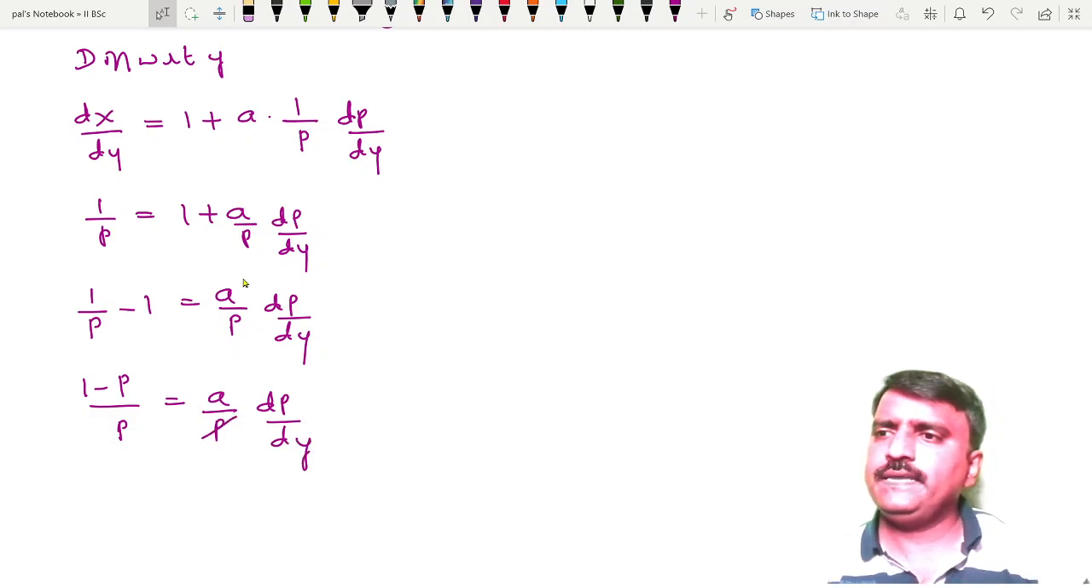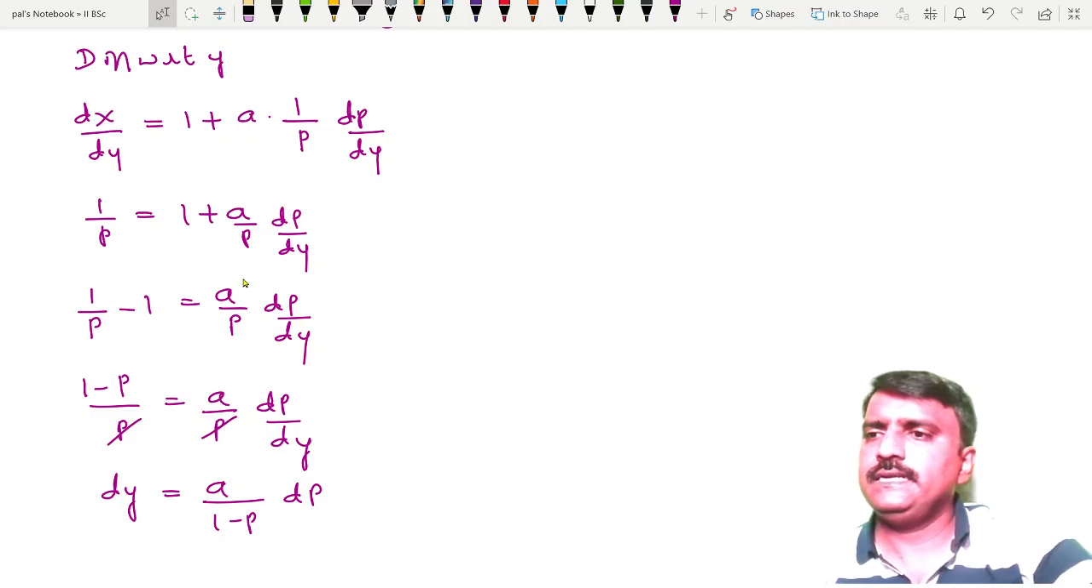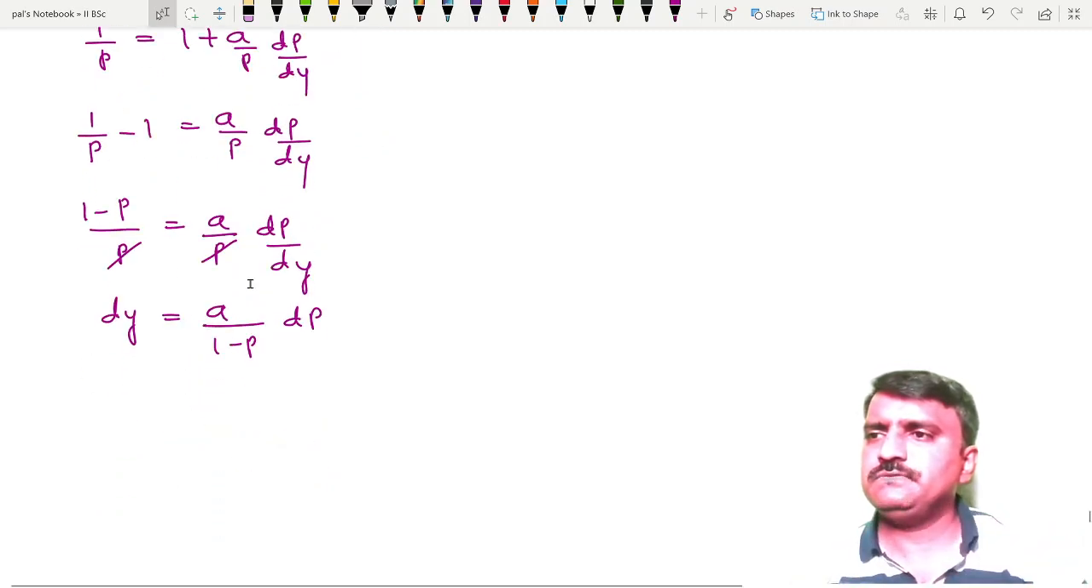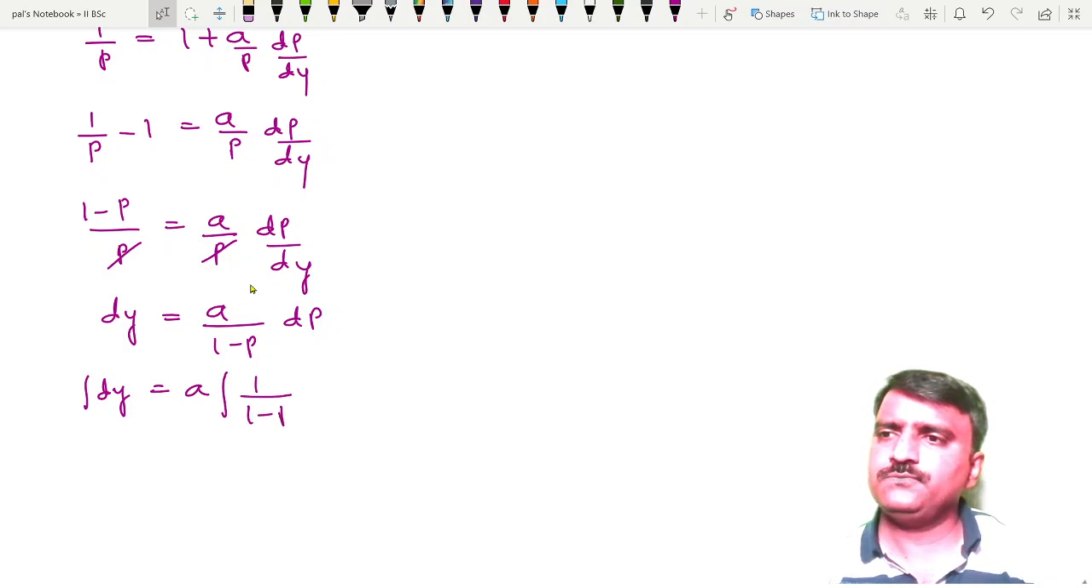Here one of the p cancels, and now we can write dy is equal to a divided by 1 minus p into dp. Integrating this, integration of dy is equal to a into integration of 1 by 1 minus p into dp. Integration of dy is y is equal to a into integration of 1 by 1 minus p, which is log of 1 minus p.